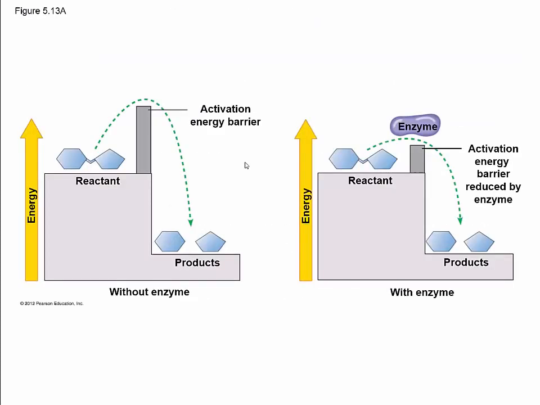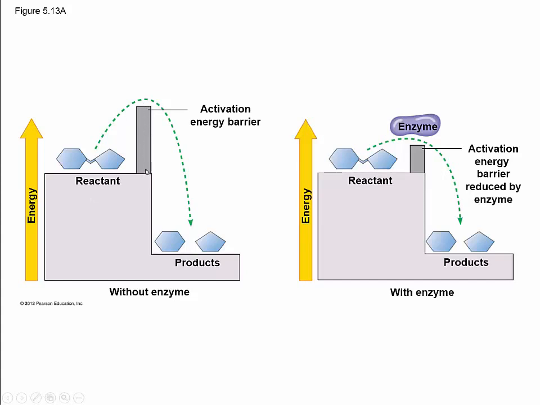Here's kind of a cute illustration of what we're talking about. On the left, we have two graphs here. We'll think about them as graphs. We have the amount of energy in the system. And on the bottom, it's telling you with and without the enzyme. So this one is without the enzyme. We have our reactants, and then we have this activation energy barrier.